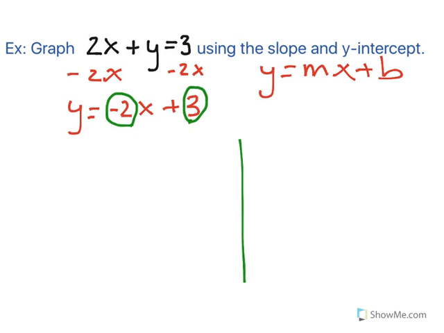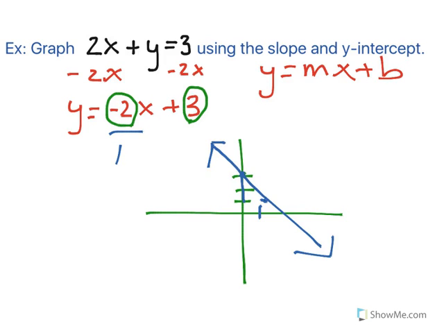So let's graph. My y-intercept is 3. In a different color. And my slope is -2. So I'm going to go down 2. And if there's nothing underneath, we think there's a 1 underneath. We're going to go down 2, and we're going to go over 1. And that's my point here. Graph my line.